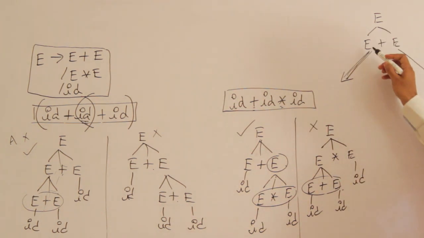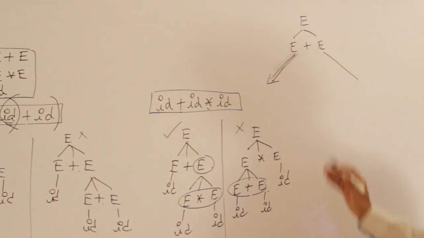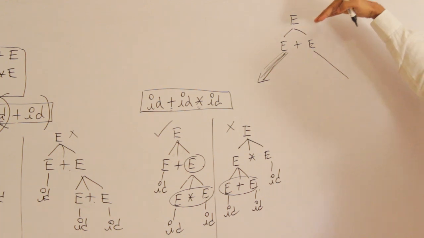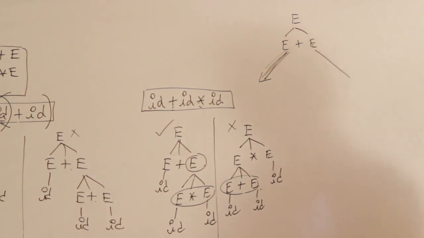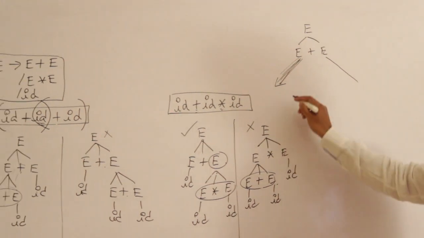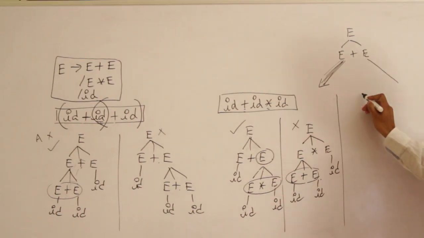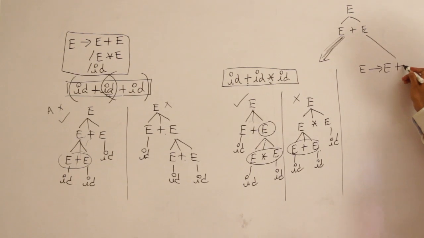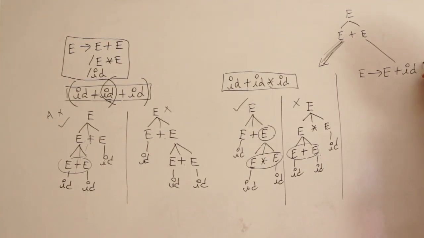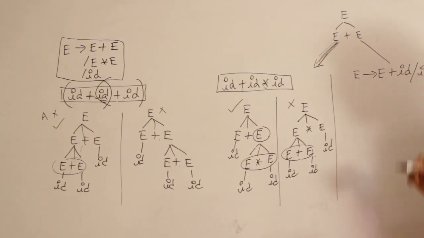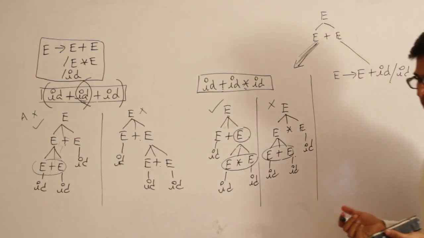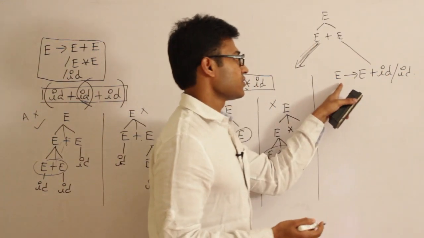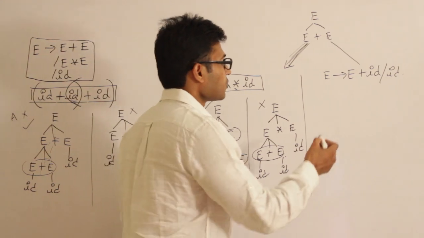So I want left associativity, therefore I want to restrict the grammar to grow in only one direction, which means I want to apply the recursion only in one direction. For that reason, if I write E derives E plus ID or ID, let's see what happens. Here I am going to restrict the growth of the parse tree. So I am completely restricting the growth of the parse tree.